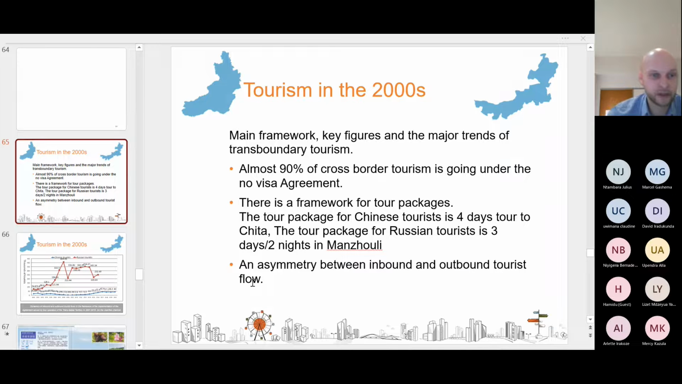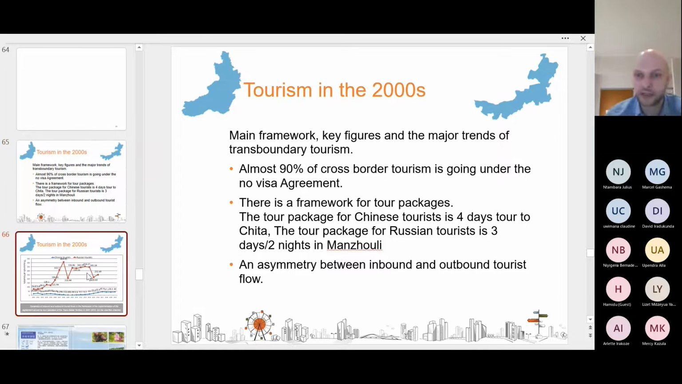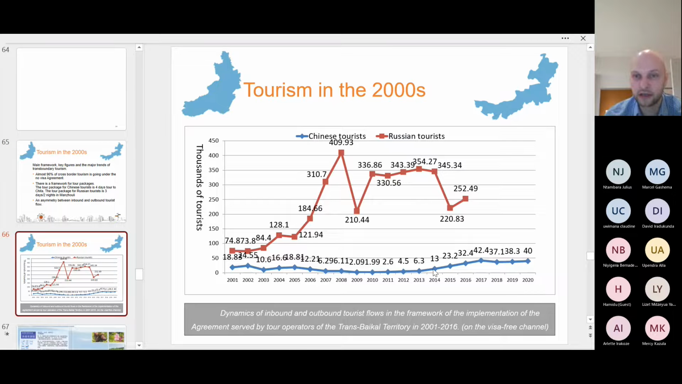And do I have it here? You can see 2014. This line, this curve represents the number of Russian tourists going to Inner Mongolia, and the blue curve represents the number of Chinese tourists going to Russia, to the Transbaikal region. So 2014, as you see, after that year, the number of tourists going to China decreased because it became more expensive. And here the number of Chinese tourists is constantly growing.